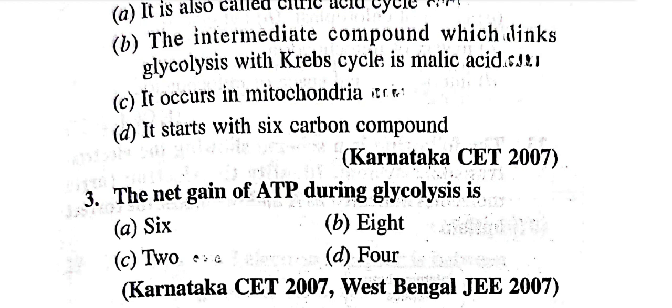Again, during the conversion of dihydroxyacetone phosphate to pyruvic acid, 2 ATPs are formed. So overall 4 ATPs, but it is the gross amount. From these 4 ATPs, 2 ATPs are utilized during the preparatory phase. That means from glucose to fructose 1,6-bisphosphate, 2 ATPs are utilized. So the net gain of ATP during glycolysis is 2, not 4. That means option C is correct.